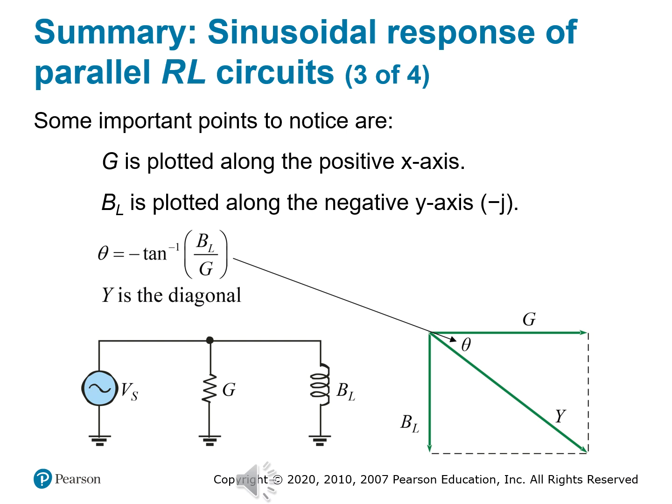So in a parallel RL circuit, right, G, which is a conductance, is always plotted along the positive x-axis. B sub L, the inductive susceptance, goes through the negative y-axis. Why negative? Because the inductor causes lagging current. So their susceptance contributes to the imaginary part of the admittance, which is negative jB sub L, right? The hypotenuse of the triangle is the total admittance, which is denoted by that capital Y, and you calculate the angle theta using theta is equal to negative inverse tangent of B sub L over G.